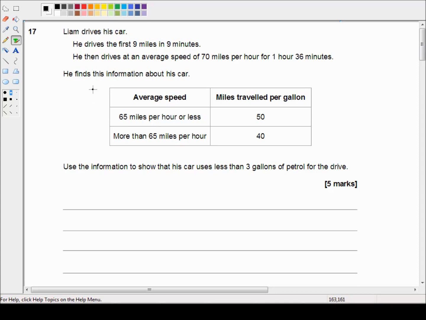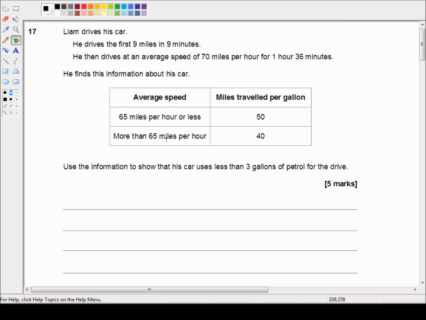which reads: Liam drives his car. He drives the first 9 miles in 9 minutes. He then drives at an average speed of 70 miles per hour for 1 hour 36 minutes. He finds this information about his car. Average speed of 65 miles per hour or less, can travel 50 miles to the gallon, and more than 65 miles per hour can only get 40 miles to the gallon. Use this information to show that his car uses less than 3 gallons of petrol for the drive.